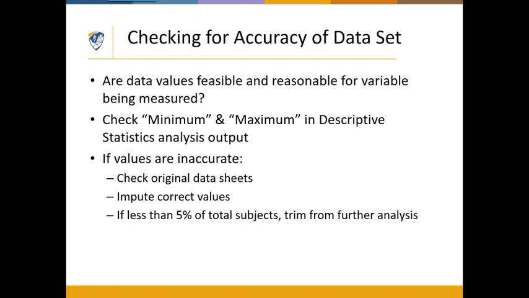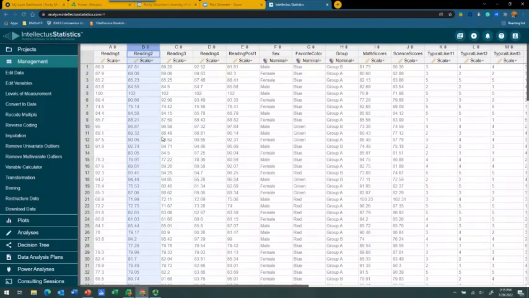So let's now take a look at how we would do this within Intellectus. So here we are within Intellectus, and we're going to be working with just one variable, but we can do this for multiple variables simultaneously if we chose to do so. We're going to be working with this reading number 2 variable. And so if I want to identify if I have accurate values, again, I need to make sure I understand what my operational definition is for accurate values.